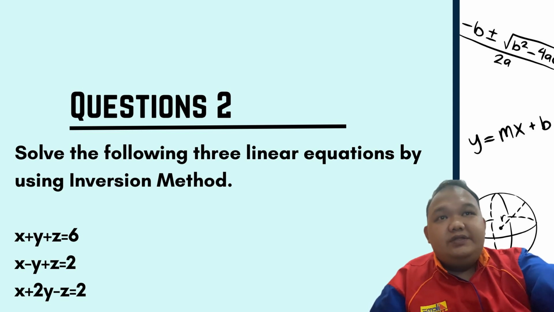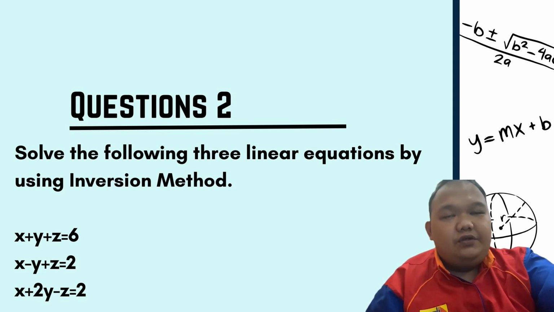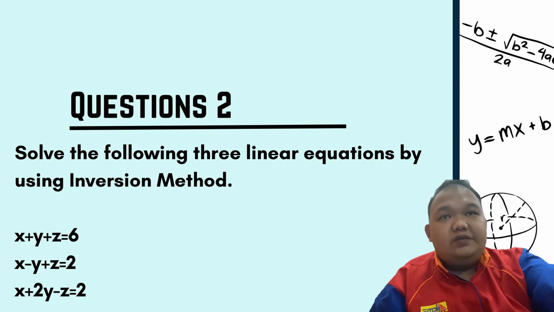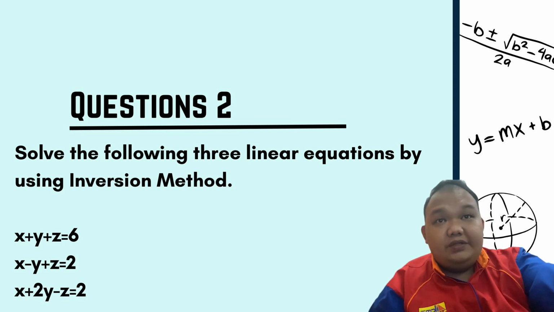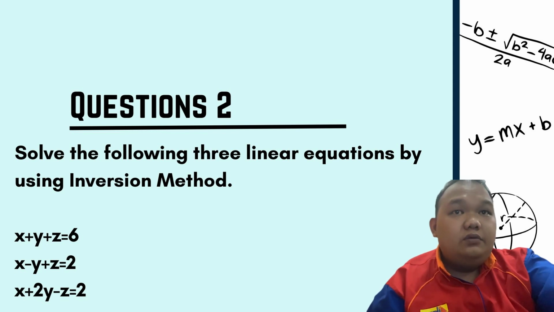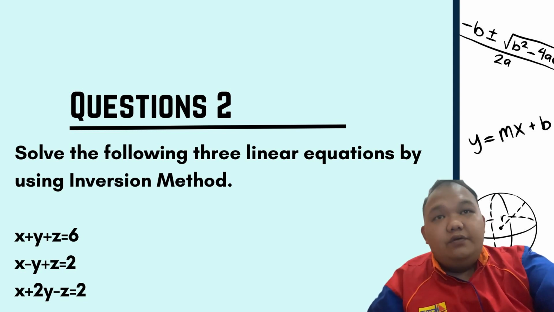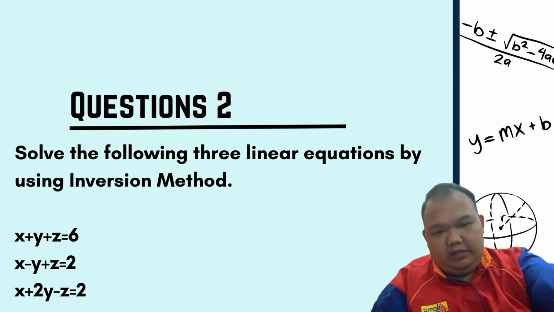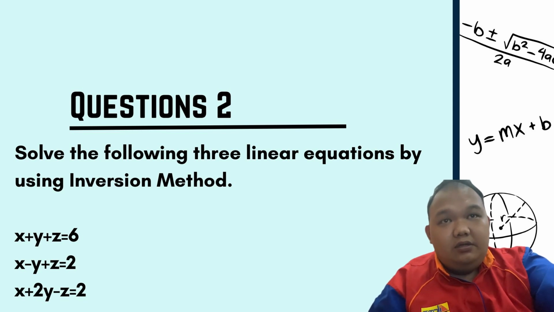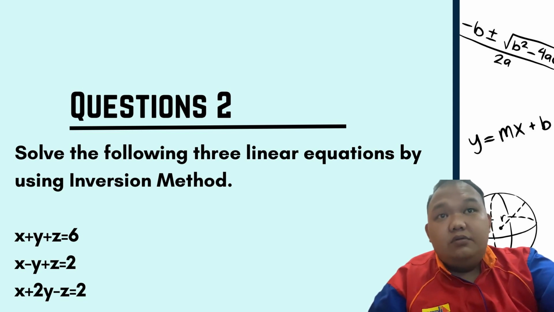We were given the system of equations. In the first row, x plus y plus z equal to 6. Second row is x minus y plus z equal to 2. The third row is x plus 2y minus z equal to 2.